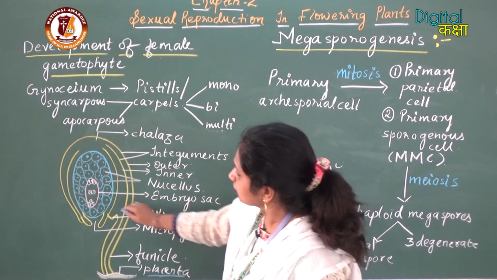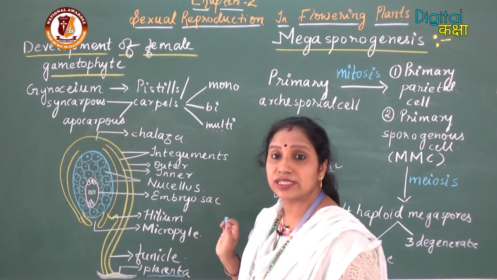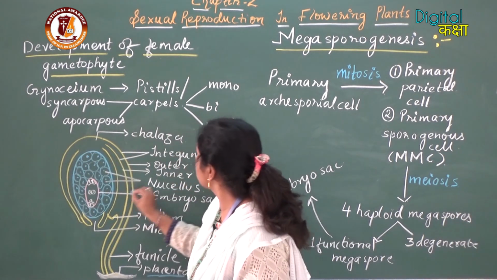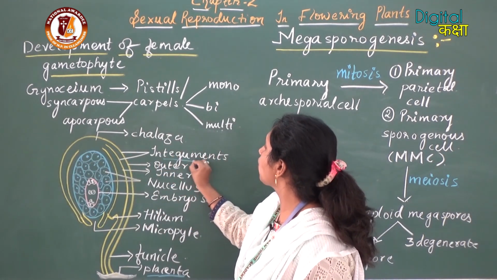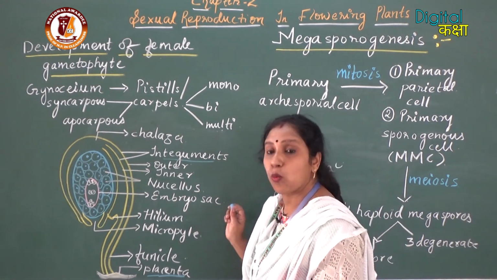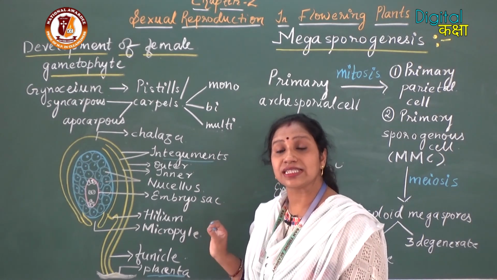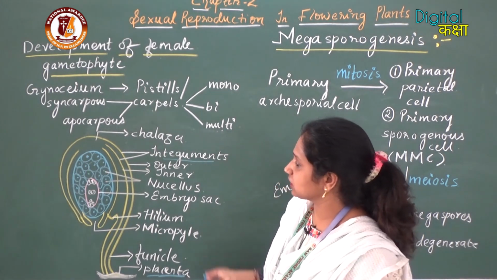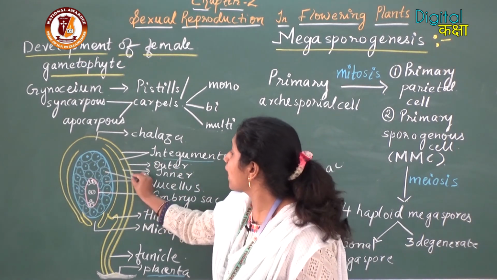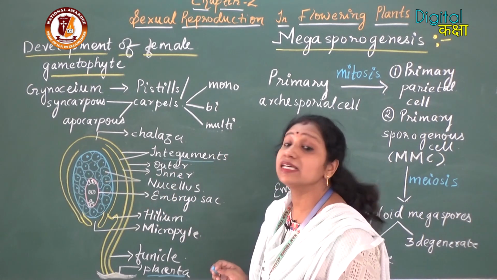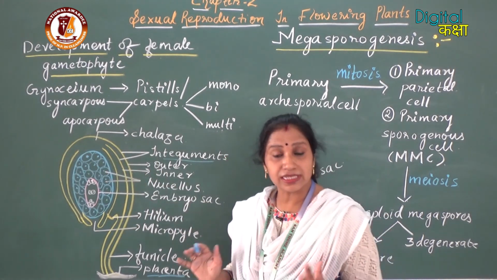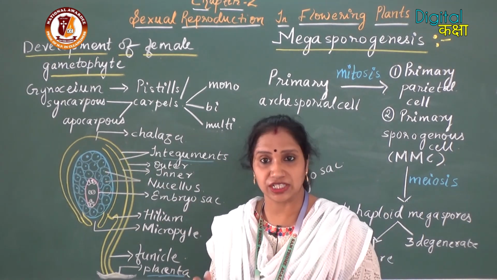Now you can see that the ovule is surrounded by two coverings. The ovule is surrounded by one or two coverings, and these coverings are called integuments. Here you can see the outermost covering, the outer integument, while the inner covering is the inner integument. The integuments have the function of protection.